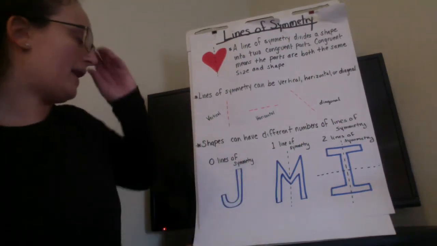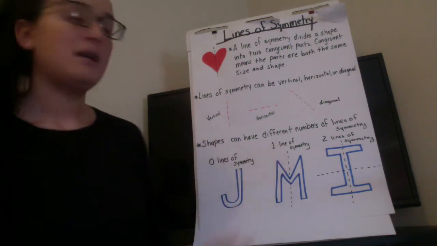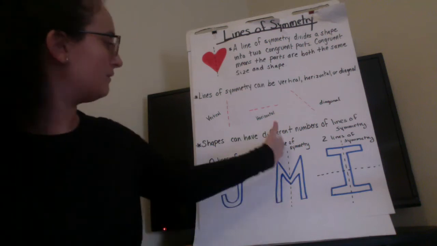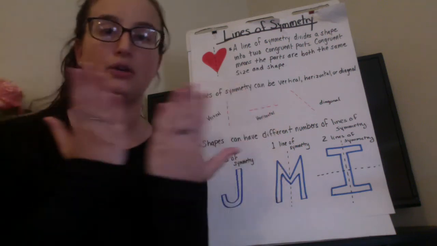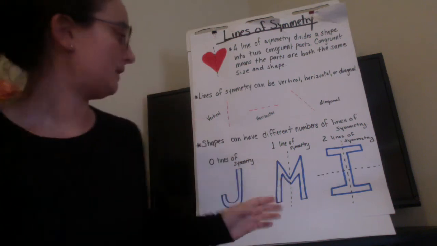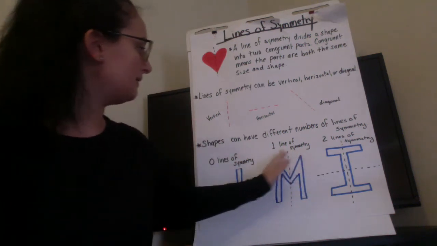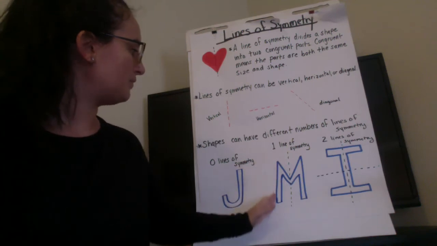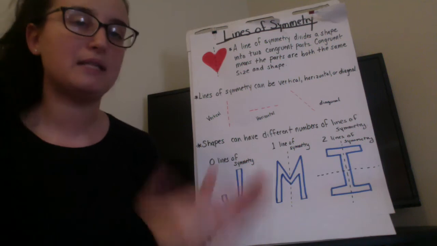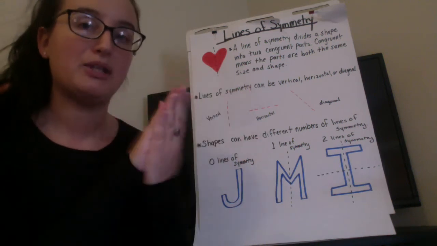Let's look at the letter M. So the letter M shows only one line of symmetry. If I fold it over right down the middle on its vertical line, it would match up perfectly. Notice how they both have points at the top. They both go straight down. So these are exactly the same on both sides. If I fold it over that line, they'll match up perfectly.